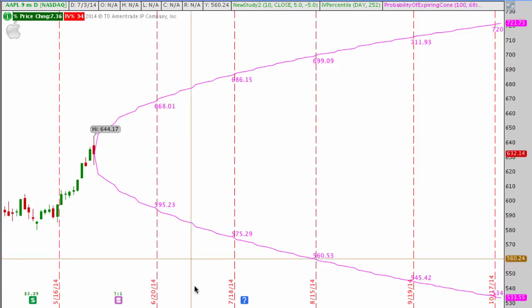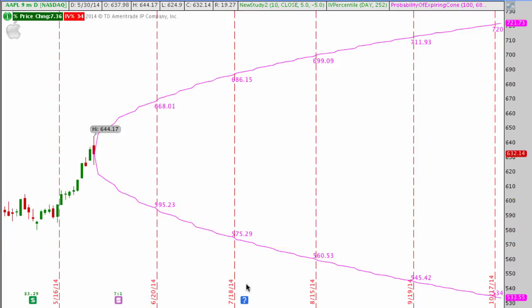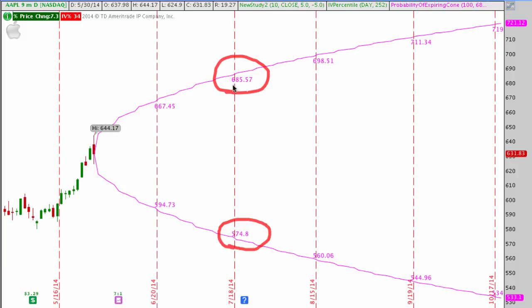Now, if we go out further and actually trade July options, then you can see that within that same 68% confidence range, we have numbers that are further out. It's saying that between now and July, there's a 68% chance that Apple is going to be between 685 on the top side and 574 on the bottom side. Okay, so really powerful stuff.